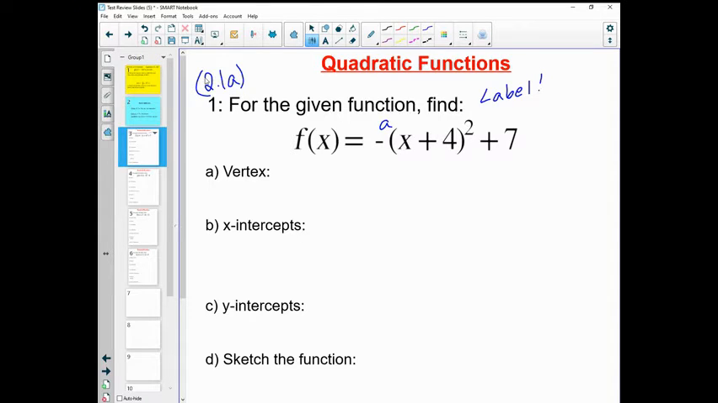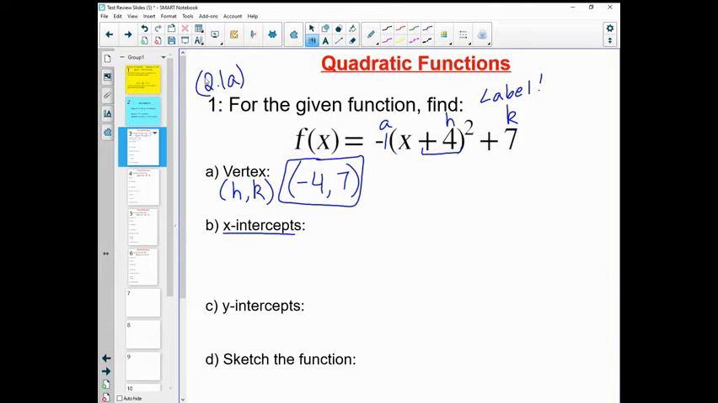First, the front number is a, so -1 is a because it's in the front. H is the inside number, and K is the outside number. Now that we've labeled, we can just use our formulas to go through and find all these parts. The vertex is H, K. H looks like +4, but we learned that when you put it in the vertex, it's -4, because it's the opposite. And then K is 7. So that's the vertex, -4, 7.